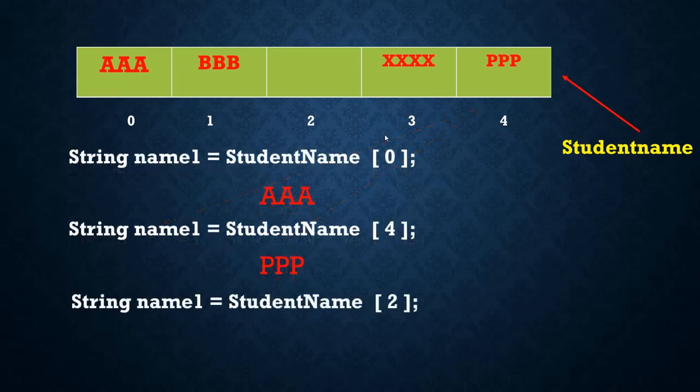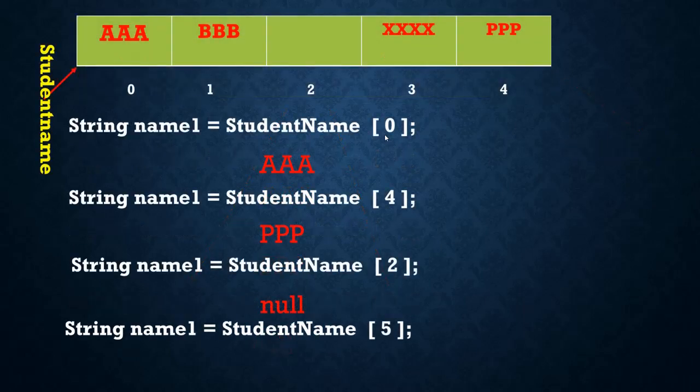Now look at this. I have string name1 and then student name. Yes, and I am getting the value. Is there a value? Yes, the value is null. And then look at this, the last one: string name1, student name 5. Is there a 5? No. You will get nothing, it will be an error.